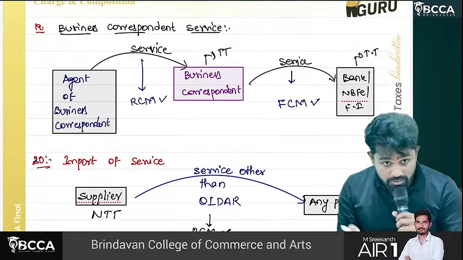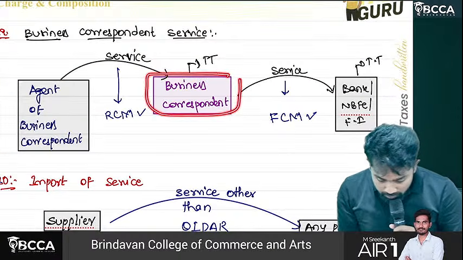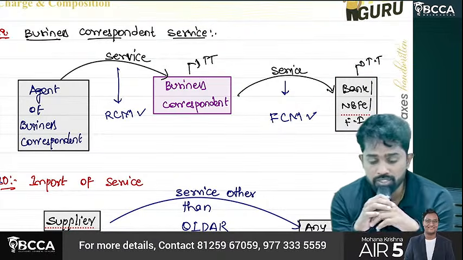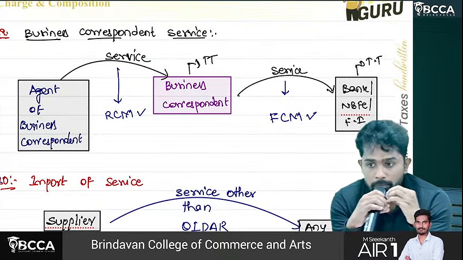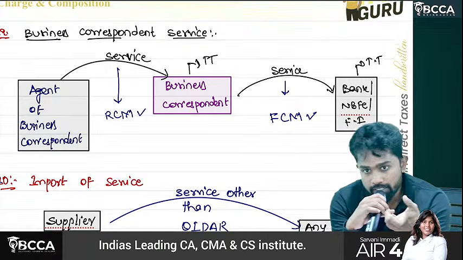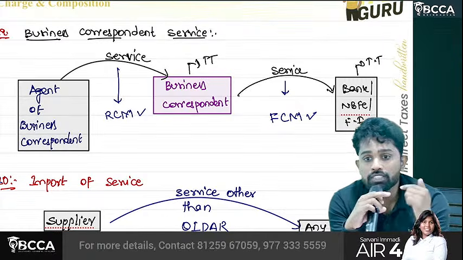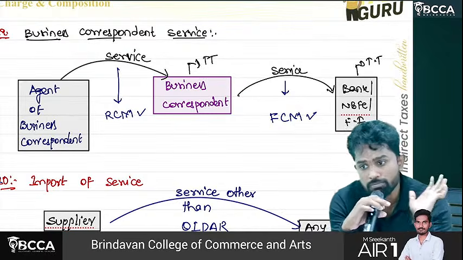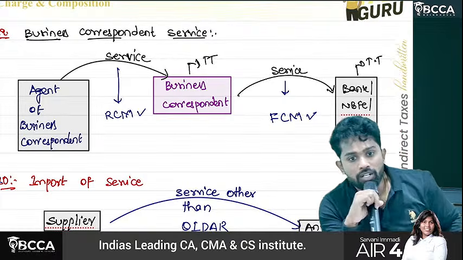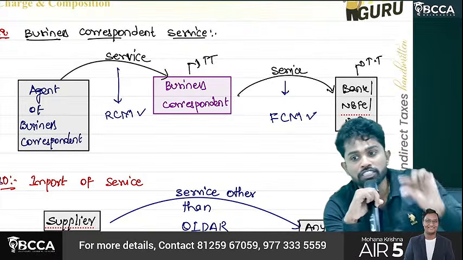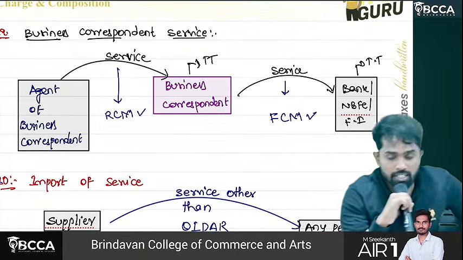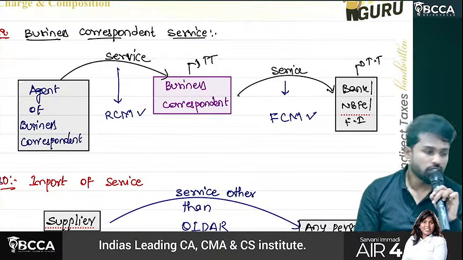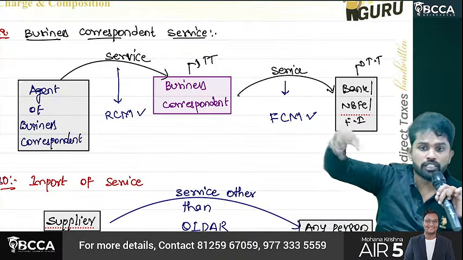Then business correspondent, sir, this is important. Business correspondent providing services to a bank, NBFC, financial institution. Sir, what is a business correspondent? Instead of starting a branch, banks can tie up with certain outside people. Those outside people will act as correspondents of the bank, and through those correspondents certain basic functions of the bank can be performed. Let's say for me, the bank is 50 kilometers away. For example, every time I cannot go 50 kilometers to do bank functions.